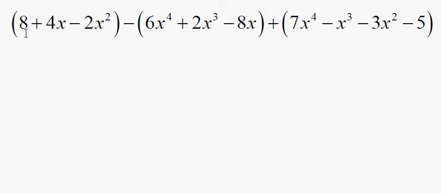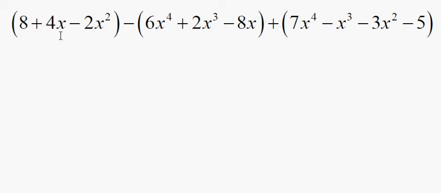Polynomials are expressions with more than one term, so the terms are separated either by pluses or minuses. Like for instance in this first parentheses we have three terms. We have an 8, which is really 8x to the power of 0. Why do I say that? Because x to the power of 0 is 1. So that would be 8 times 1, or 8. So we're looking at 8 there, but we can think of it as 8x to the 0.